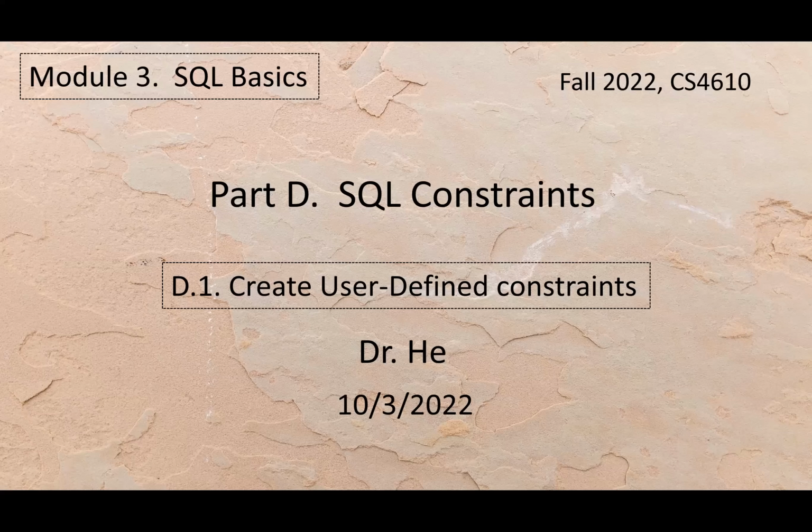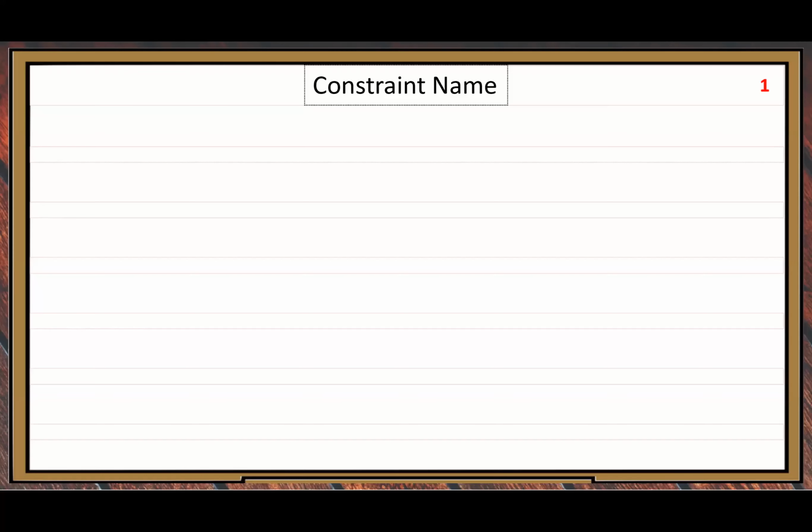But today, we talk about user-defined constraints. Because we feel the built-in constraints are still not enough, so we need to define our own constraints.